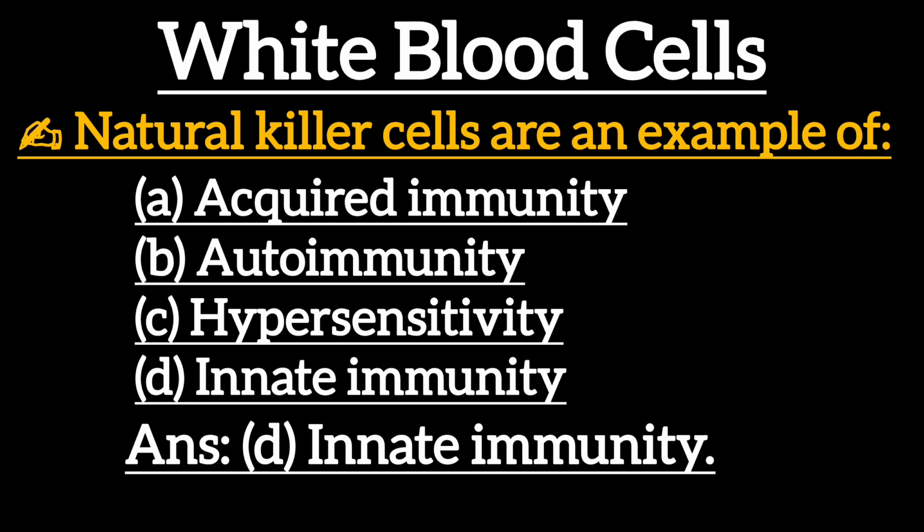Next one: natural killer cells are an example of option A, acquired immunity. Option B, autoimmunity. Option C, hypersensitivity. Option D, innate immunity. Correct answer is option D, innate immunity.